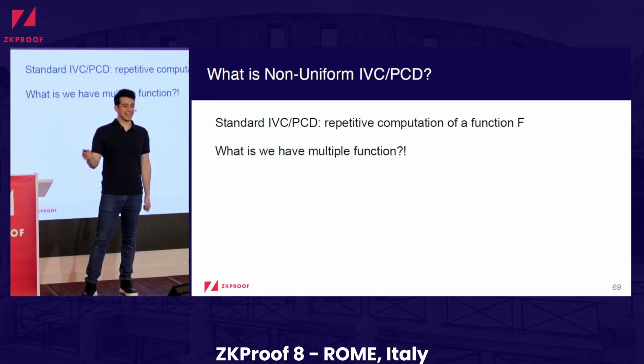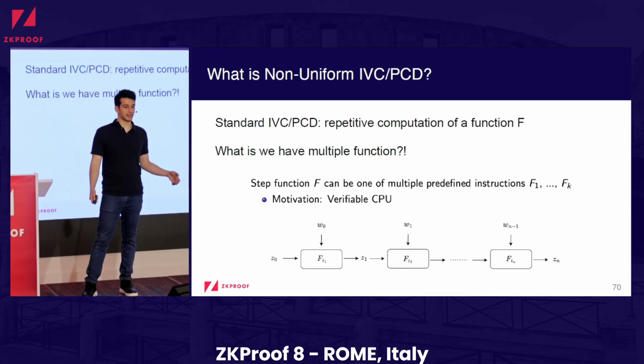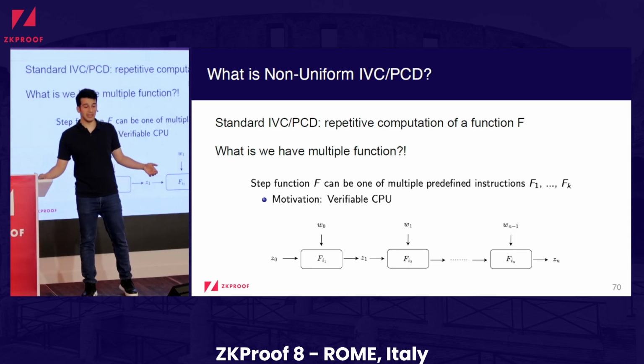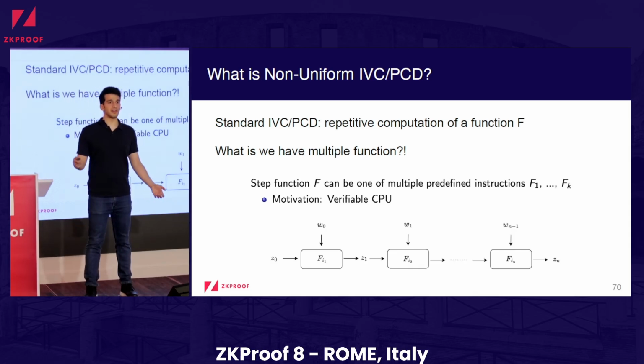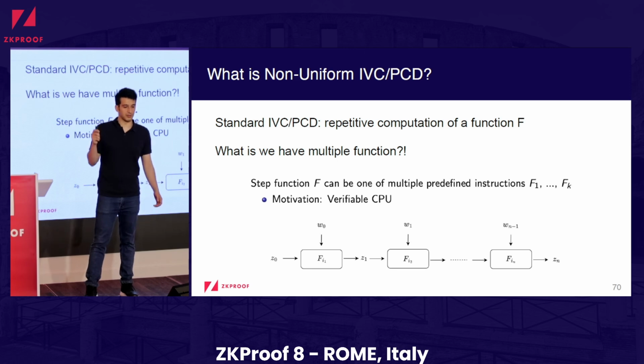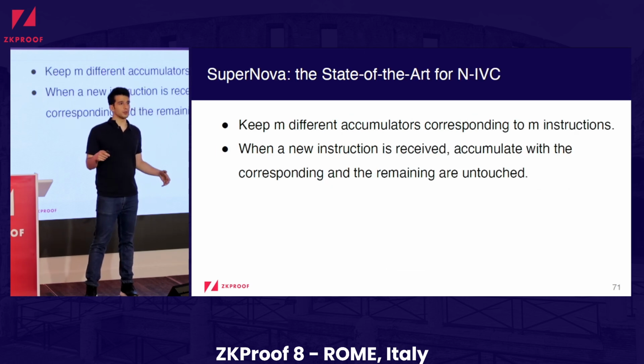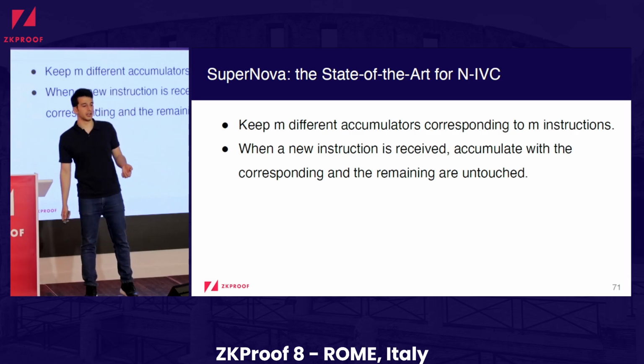So the standard definition for IVC and PCD is only a repetitive computation of a function f, right? But what if we have multiple functions? You can imagine that in every step of the computation, instead of a single function f, we might be executing one of these predefined instructions, F_i. The motivation for that would be a verifiable CPU. So Supernova defines this primitive, and they build the state-of-the-art for non-uniform IVC.